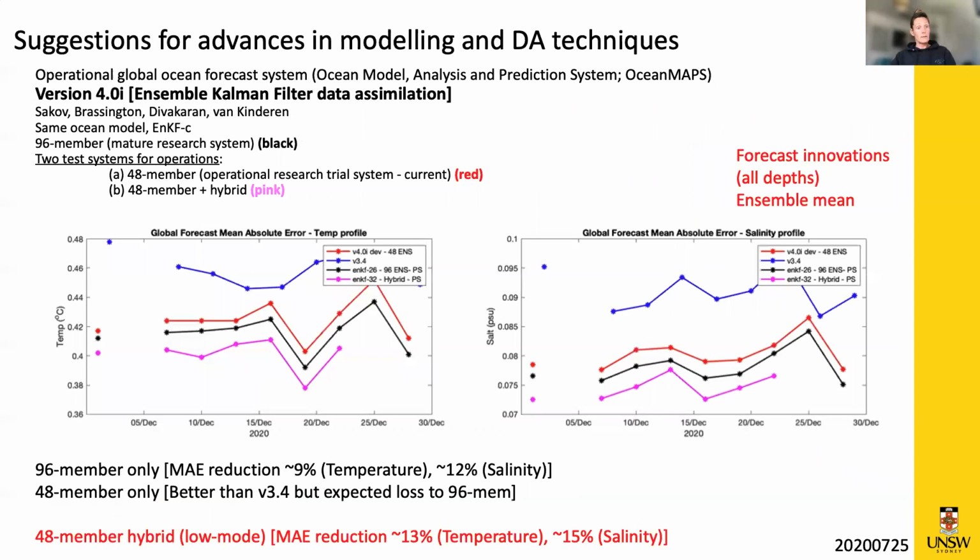So our last point is suggestions for advances in modelling and DA techniques. And for our global system, the Bureau of Meteorology and CSIRO have developed an ensemble Kalman filter data assimilation system, which is showing significant improvements based on the previous ENOI system that they have been using. The forecast innovations are considerably lower, shown by the magenta, than the other systems.